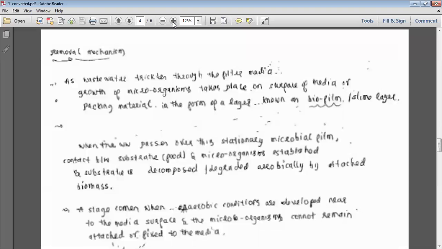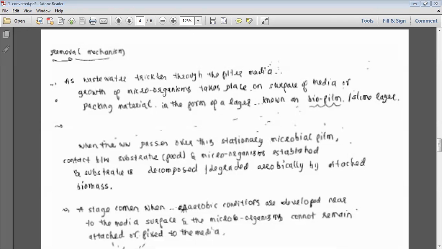stationary microbial film, contact between substrate or floc and microorganisms is established. And the substrate is decomposed or degraded. They use the substrate as food. So they start decomposing or degrading it aerobically, meaning oxygen is already there in the atmosphere. They use it, they decompose it by this biofilm or biomass.